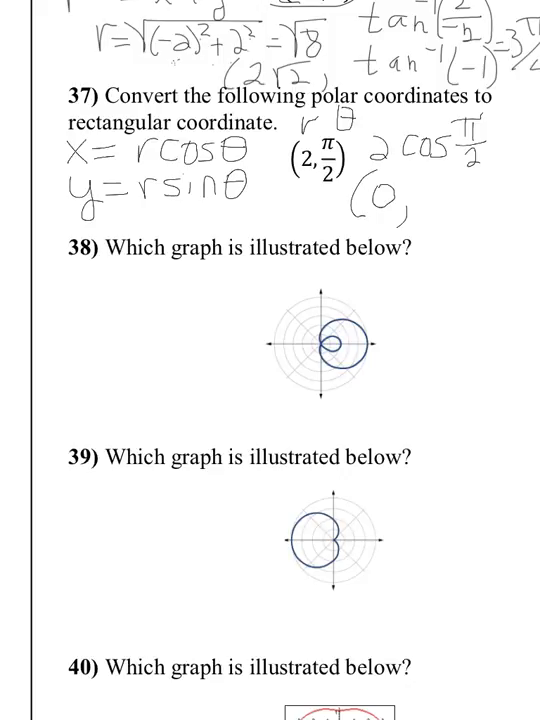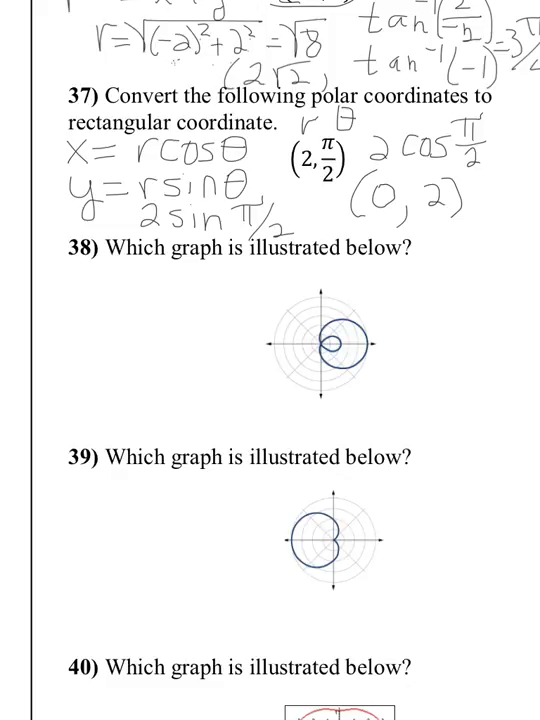Now I'm going to do 2 sine pi over 2 for the y value. So sine of pi over 2, if you look on your unit circle, you see that the sine of pi over 2 is 1. 1 times 2 is 2. And that is your x and your y. This one's your x, this one's your y. This is how you find x, this is how you find y. You plug this in for r, this in for theta, and that's all you have to do. It's very simple.